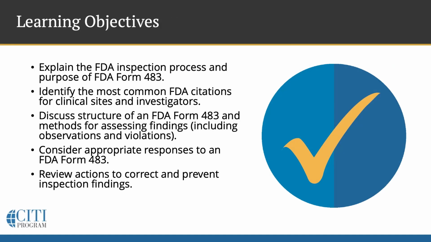Our learning objectives today will be to explain the FDA inspection process and the purpose of the FDA Form 483. We will identify the most common FDA citations for clinical sites and investigators. We will discuss the structure of an FDA Form 483 and methods for assessing findings. We will consider appropriate responses to an FDA Form 483 and review actions to correct and prevent inspection findings.